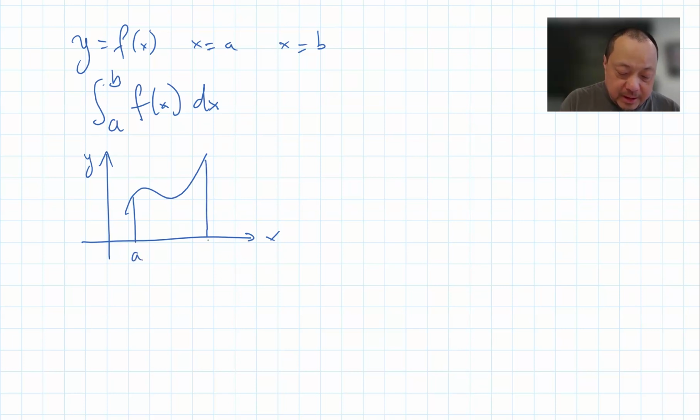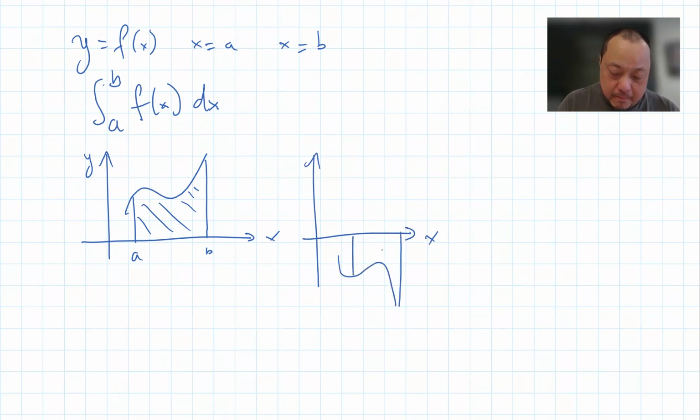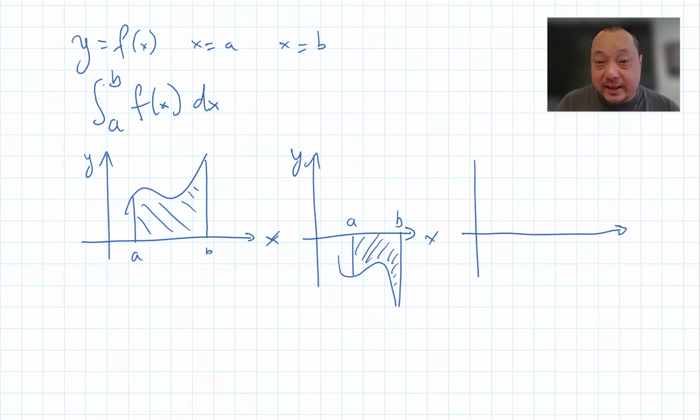If the graph is completely above the x-axis, with a here and b here, then this integral is that area. If it's completely under the x-axis, then you get a negative area, and a lot of us are fine with that because we're talking about the area under the curve. So if the curve is under the x-axis, then it's negative, and that's fine.